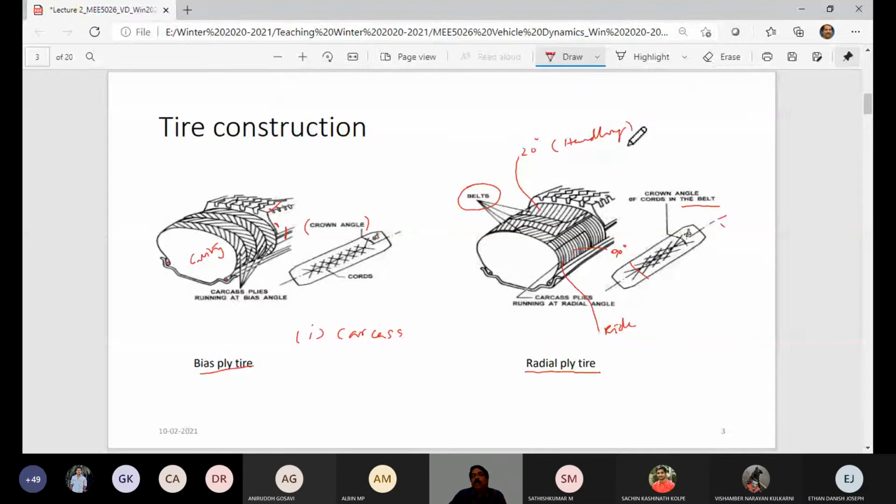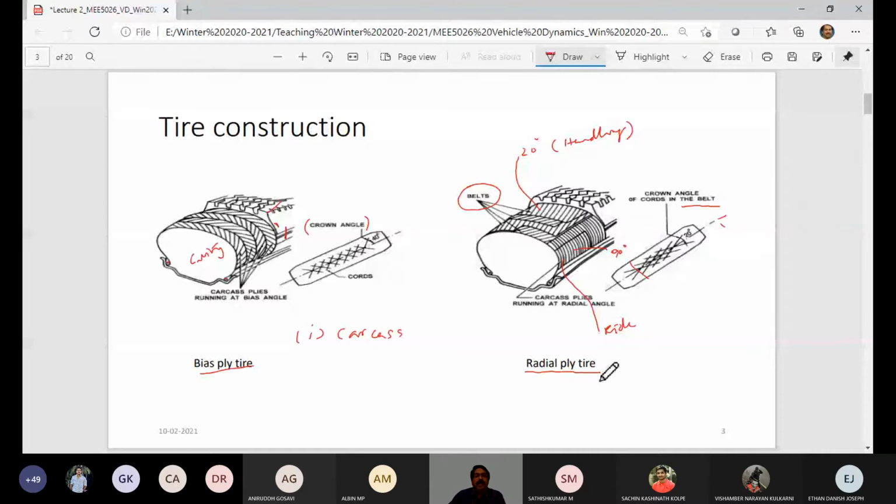So you would have both ride and handling met by a radial ply tire. That is the reason why the radial tire, first introduced by Michelin in the year 1948, has become more and more popular nowadays. Even on trucks and heavy vehicles, where the earlier requirement was bias ply tires, they are getting replaced by radial ply tires.